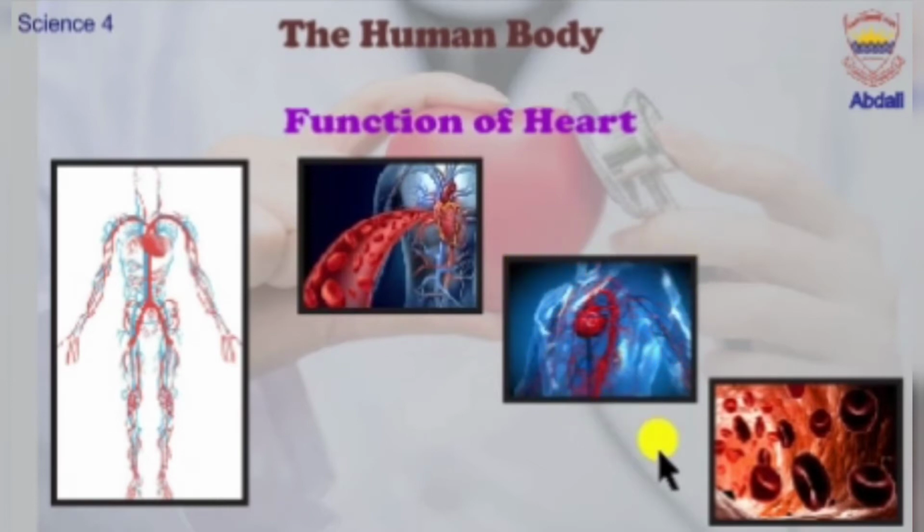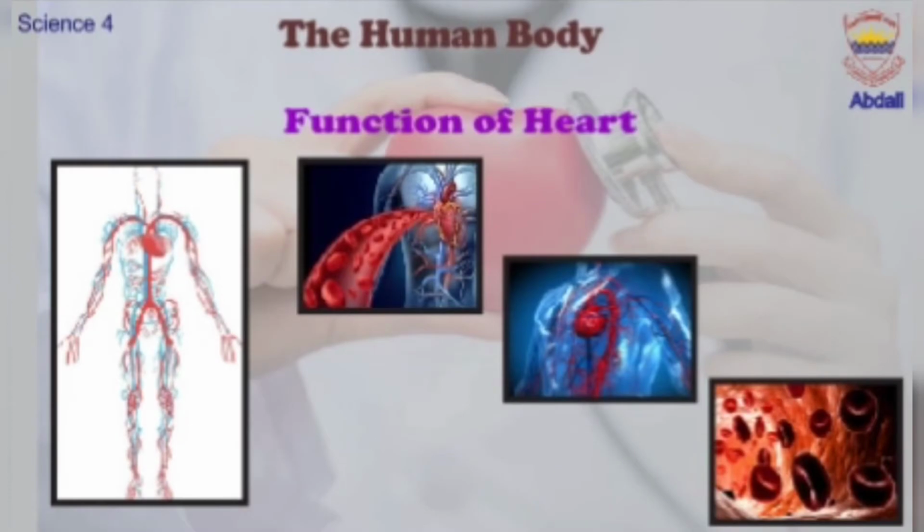Can you define the function of the heart? It pumps blood all around the body. Let's learn something more interesting. When the heart pumps blood all around the body, the oxygen reaches every part of your body.